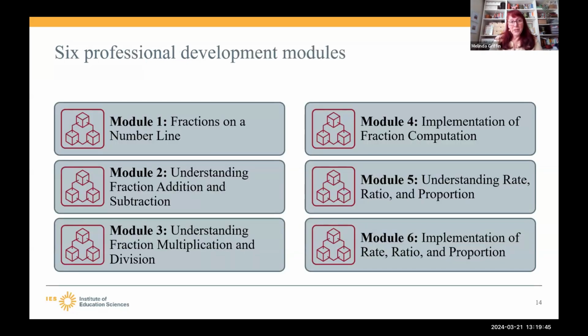Within the toolkit, there are 6 professional development modules. And if you look at these, you see the building of fraction understanding. We start with module 1, which talks about fractions on a number line. From there, we move on to understanding fraction addition and subtraction. And our third module is understanding fraction multiplication and division. In module 4, we get a mixture of those and implementation of fraction computation overall. And modules 5 and 6 focus on understanding rate, ratio, and proportion and implementing those in problem solving.